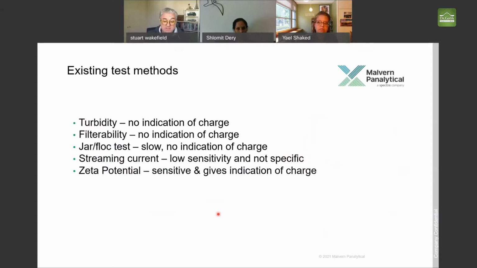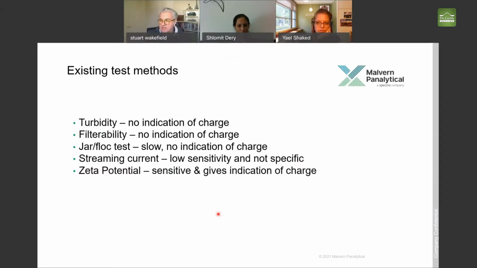Now, the typical tests that are employed by water treatment companies are turbidity. This is a very common measurement in water treatment plants. Effectively, we're looking at the clarity of the water, but it doesn't give us any indication about the charges of the particles, what types of particles they are, and so on. Filterability is another common test. People will take water, they will filter it through different filter membranes or paper filters or whatever they may be, and that will give them an idea of the amount of material they have and so on.